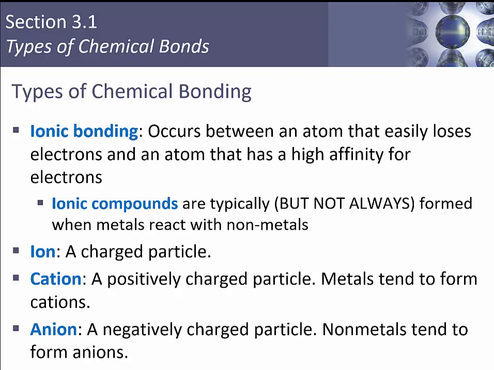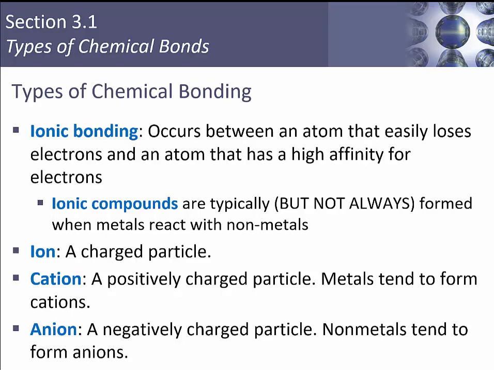Ionic bonding occurs between an atom that easily loses its electrons and an atom that has a high affinity for electrons. So something like sodium wants to lose an electron so it can look like a noble gas. It's got that s1 configuration and wants to give up an electron. Something like fluorine or chlorine wants to gain an electron. It's got that s2 p5 configuration and wants to pick up an extra electron to form a p6 and have a complete octet. Ionic compounds are typically, but not always, formed when metals react with nonmetals.